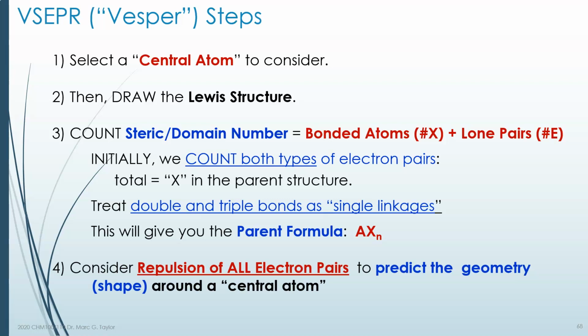And then you're going to consider the repulsion of all these pairs around the central atom. None of them want to be near one another, so they all spread out as much as possible in 2- or 3-dimensional space around the central atom. And this allows us to predict the shape around that atom.